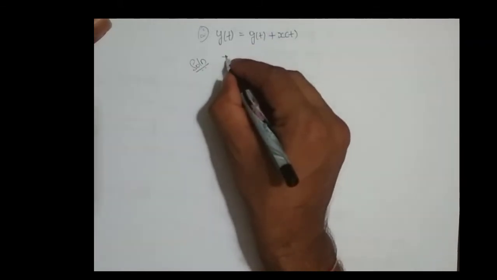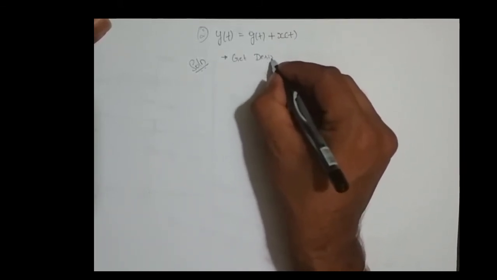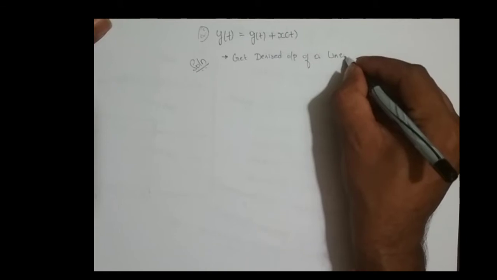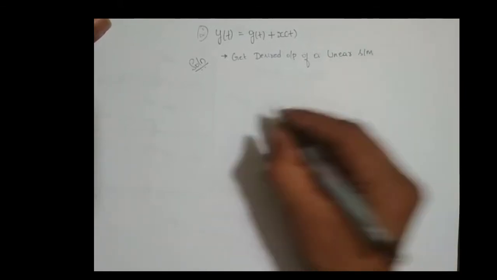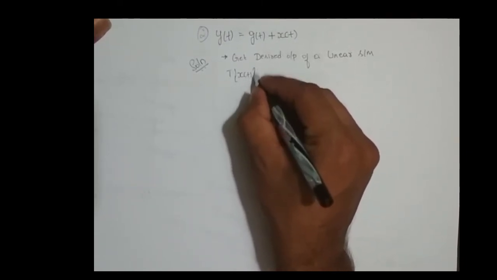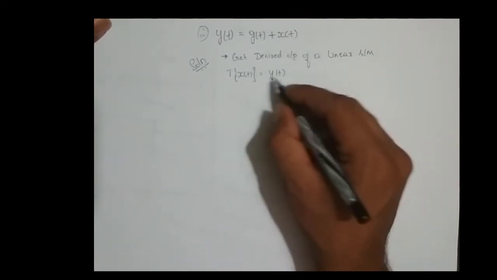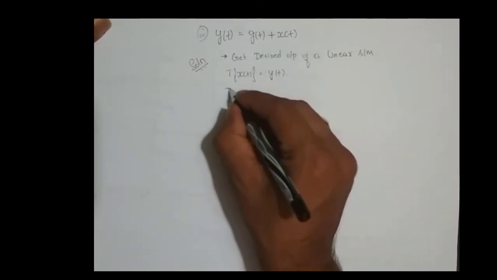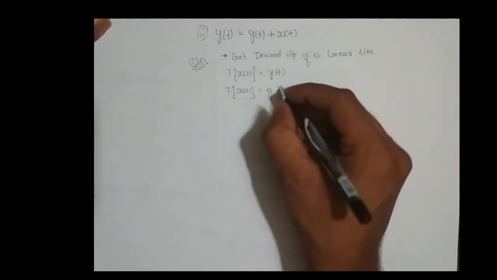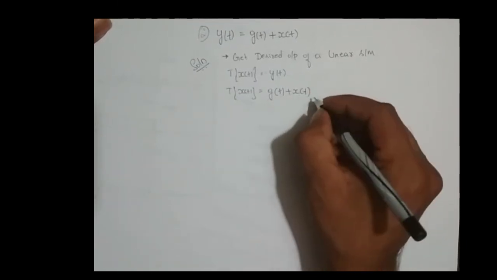What is the first thing I need to do? I need to get the desired output of a linear system. Now as per the linearity property, transformation of x of t is equal to y of t. This is the standard form we usually represent the system input output. So transformation of x of t is equal to y of t. And what is y of t? y of t is g of t plus x of t.